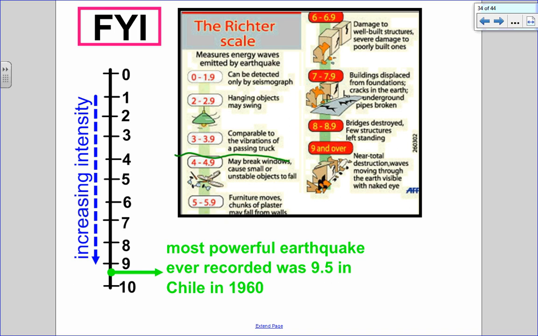So the most powerful earthquake to date ever recorded was a 9.5 on the Richter scale in Chile in 1960. So 9.5, that would be 9 and over. That's near total destruction. So that is a very intense earthquake. We don't really experience too many of those in Calgary, so it's good to see some of the references there.